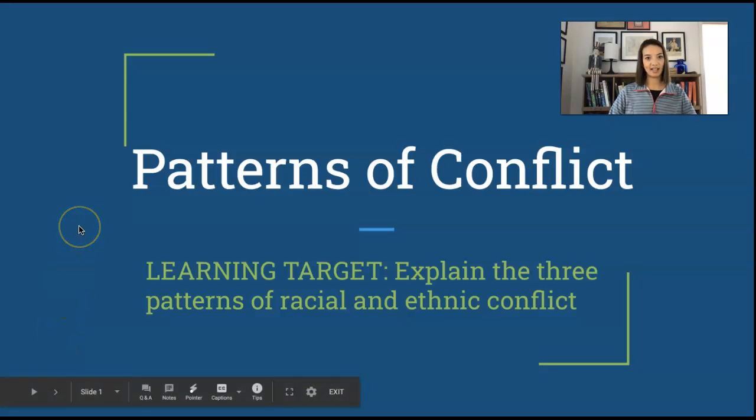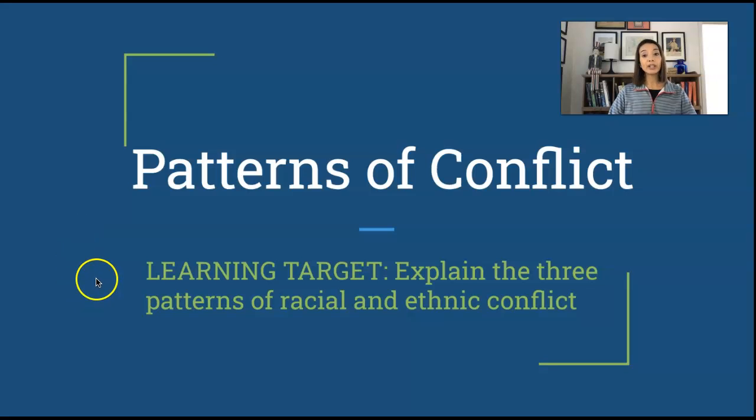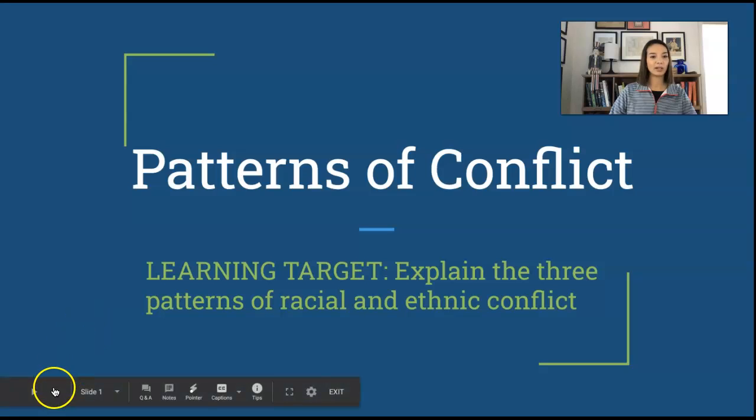Today's lesson is titled Patterns of Conflict and falls within our unit Inequalities in Race and Ethnicity. The learning target reads that you will be able to explain the three basic patterns of racial and ethnic conflict. Always a friendly reminder at the beginning, it's a good idea to take notes, whether with a piece of paper and a writing utensil or digitally.